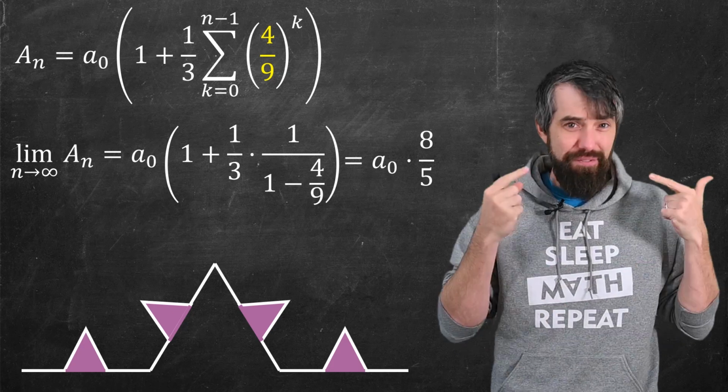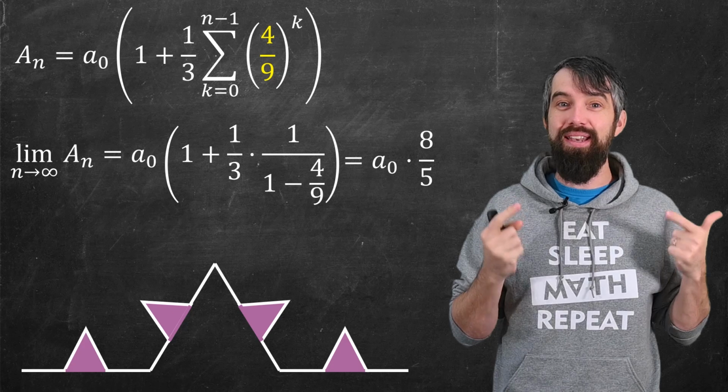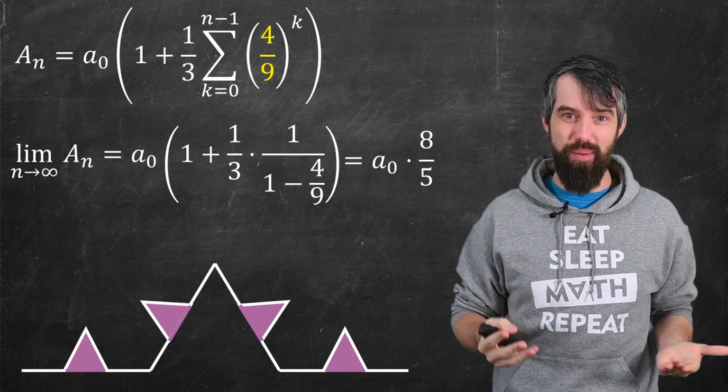So what we've gotten is a finite interior area, nevertheless an infinite perimeter. Fractals are just so cool. Next up, let's talk about the symmetries of snowflakes.